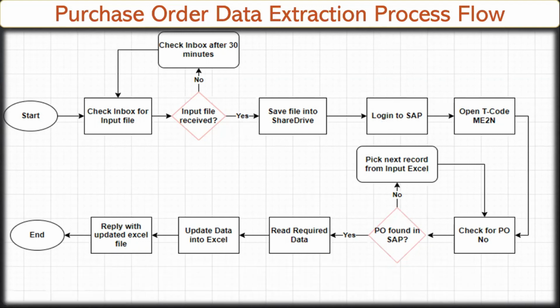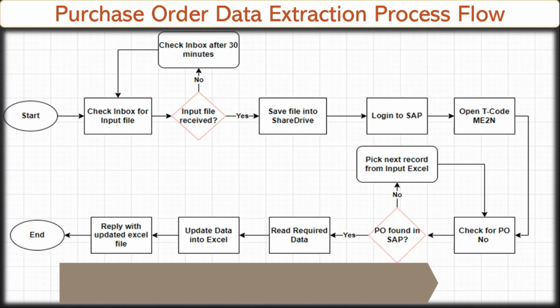Here the bot will open a transaction code called ME2N, put in the purchase order number, extract the information from SAP and write it into the input Excel file. Once it completes all the purchase orders available in the Excel, the bot will reply to the particular email from where it received the input file. So this is the small process, and the bot is going to perform these things.